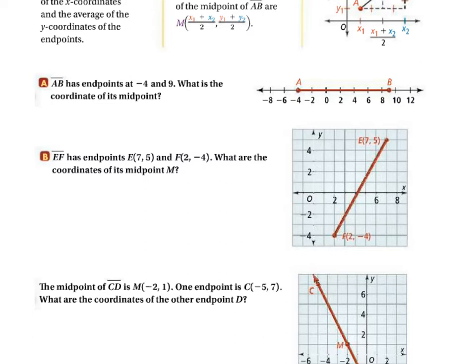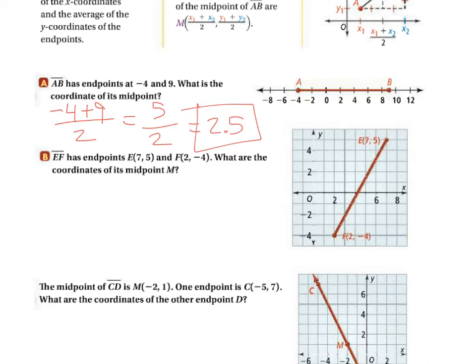But according to our formula, we're going to take the 2 numbers, so -4 and 9, and just add them together and divide by 2. So -4 plus 9 gets us a positive 5 over 2, so 2.5. That is our midpoint, and you can see, I think, that it matches up with what you would see on the picture there.